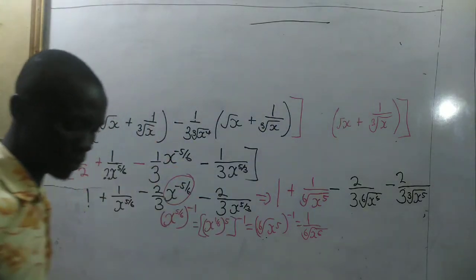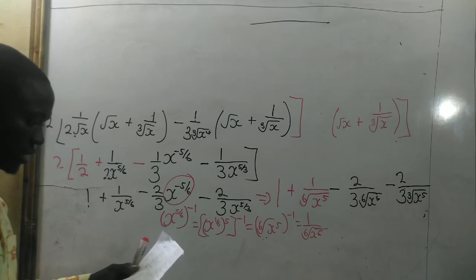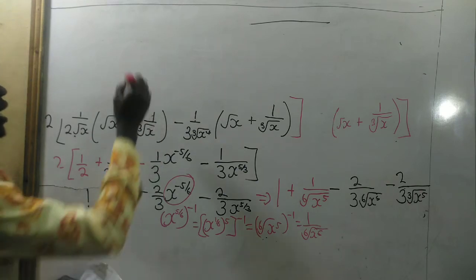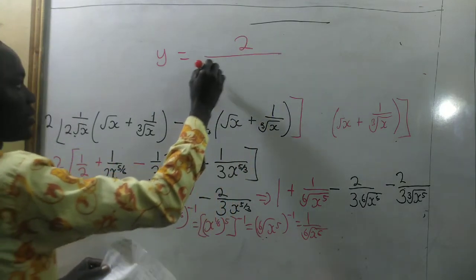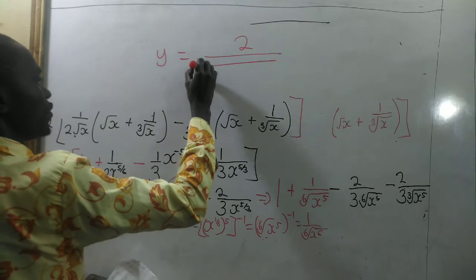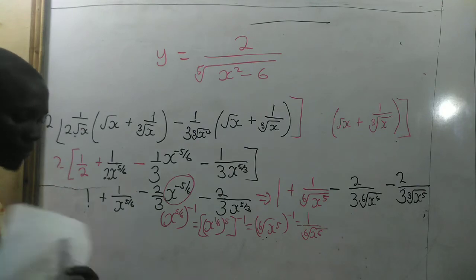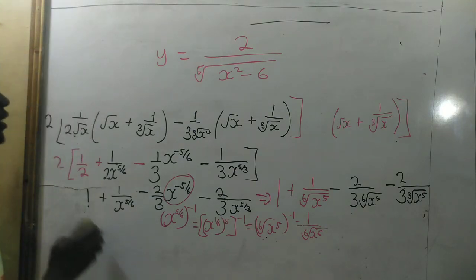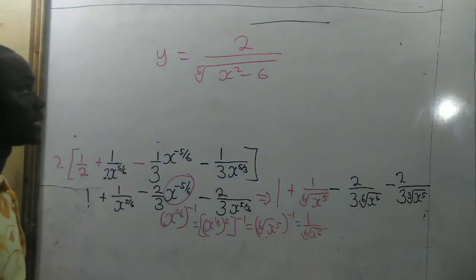Now this example will also contain a very nice one, and then after that we will say we are done. So let's take this one. I have y equal to 2 divided by the 5th root of x squared minus 6. This is the last one that we are going to take, and we are done. Okay, so this last one does not contain a lot.